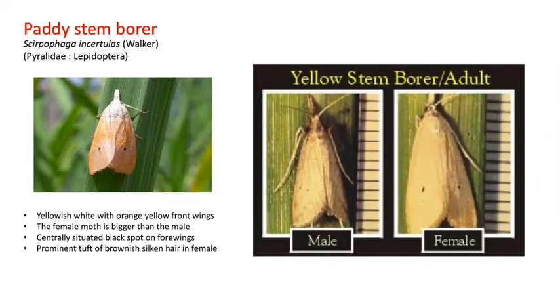Male moths are small with pale yellow forewings, without black spots in the center, and the abdomen is slender without tufts of hairs, while female moths are bigger. Forewings are bright yellow with a prominent black spot in the center of each, and the anal end has tufts of yellowish hair.